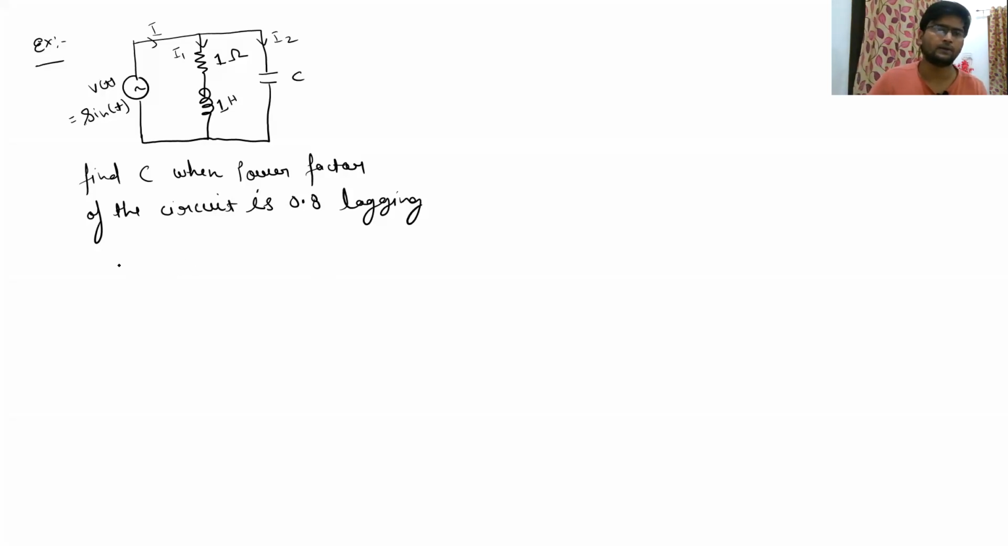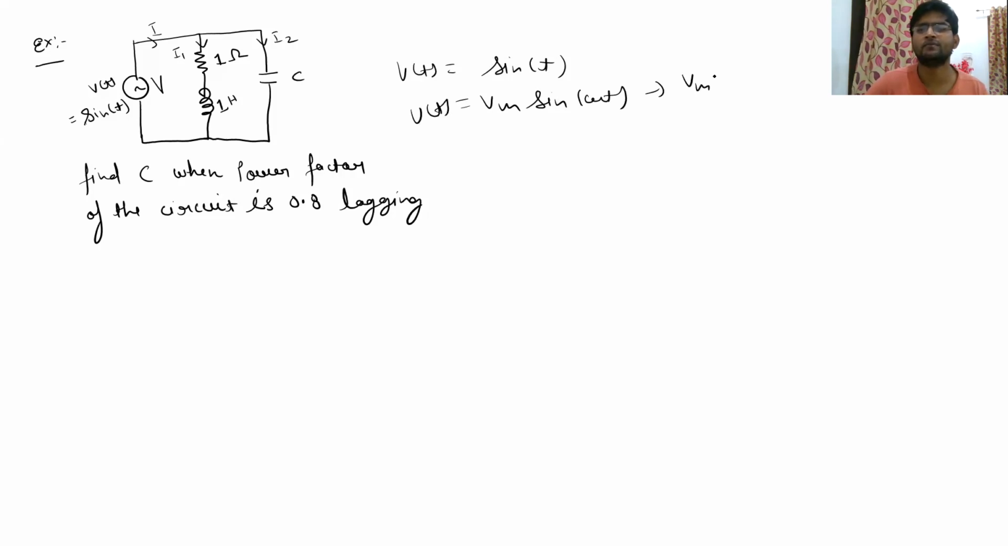So let us apply KCL. Let me call this V, since the value of this V is also given as sine t. If you compare it with the standard form Vm sine omega t, we will get that Vm is equal to 1 volt and omega is equal to 1 radian per second, right? So from this you can get this.